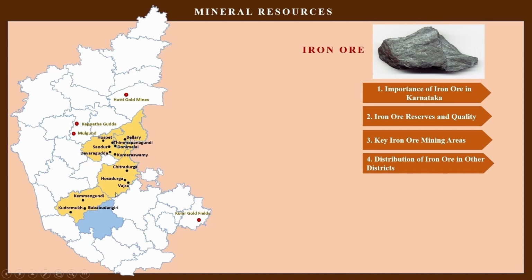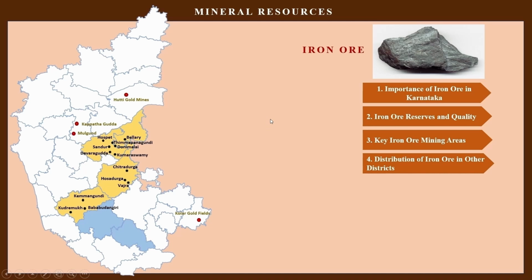The third region is the Chitradurga district region, which includes key areas like Lakkihalli, Bheema Samudra, among others. So these 4 districts marked in yellow are the primary regions where we find the iron ores in Karnataka. But we also have iron ore spread across Karnataka in other districts in a minor way.